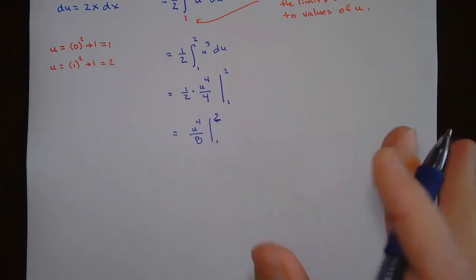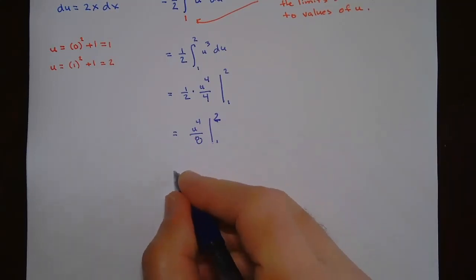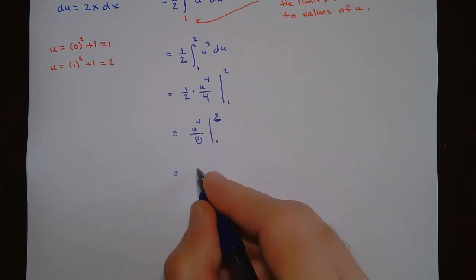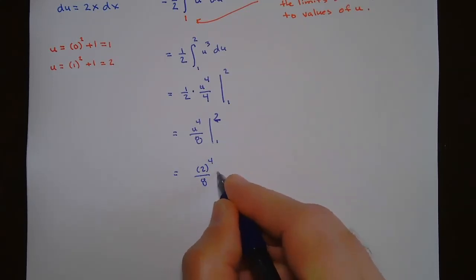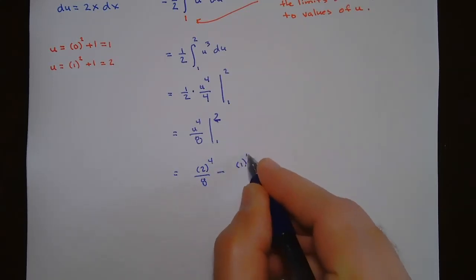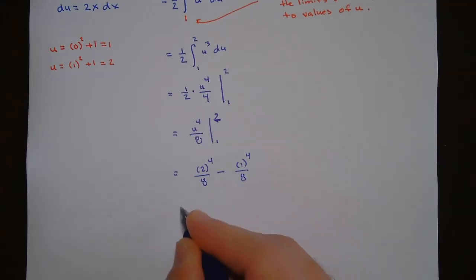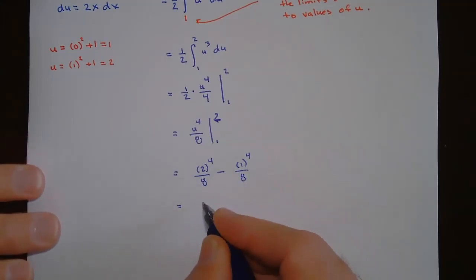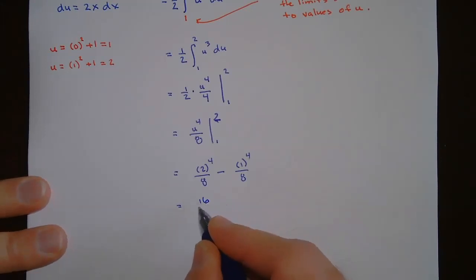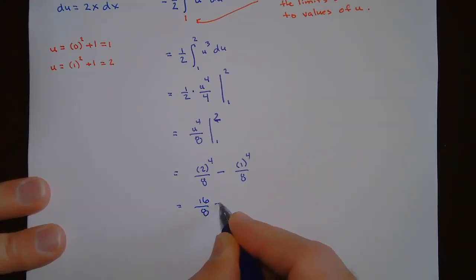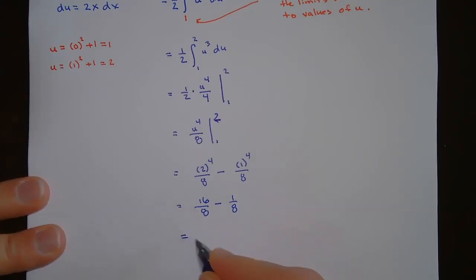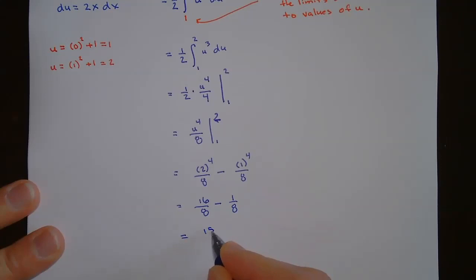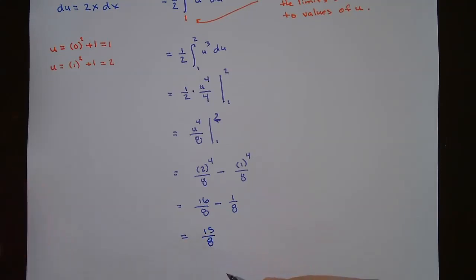Remember, they'll cancel each other out. That's why we really don't need to do this. Okay, so remember to put the upper limit in first. So this is going to be 2 to the 4th over 8, and then minus 1 to the 4th over 8. Well, 2 to the 4th is 16. So this is 16 eighths minus 1 to the 4th is 1. So that's 1/8. And so the answer to this is 15 eighths. Okay, and that's our answer to our first question.